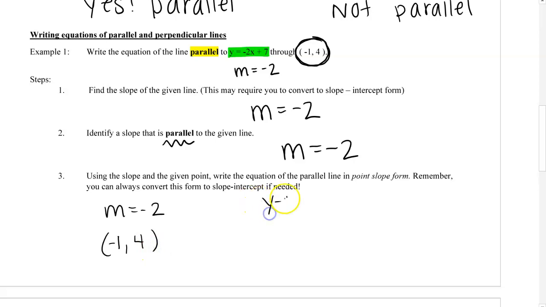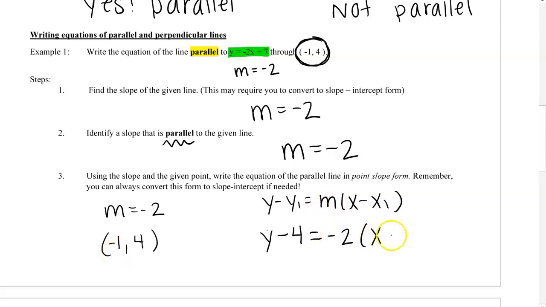My equation will go in point slope form, which we've been working with this unit. If you need help writing equations in point slope form, there is a video for that. So I'll start y minus, my y value is 4. The slope of the line is -2. And then x, even though my x looks like a -1, I make it a +1.